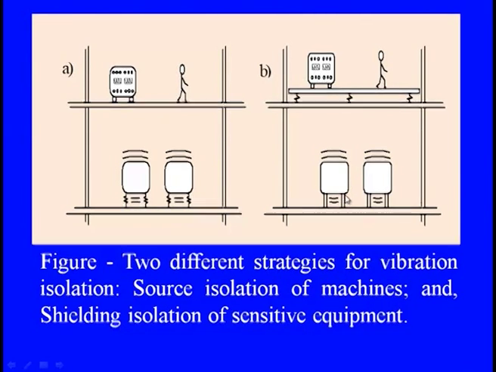So the source can do something, even if we put some kind of light isolator, but for the receiver part, you can see that the springs are there in case B. So either the source isolation or the shielding isolation can be done in that way.